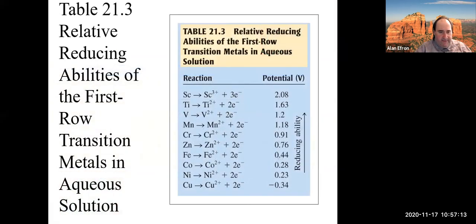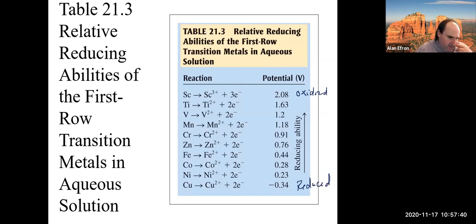That's a similar table. This is a table of relative reducing abilities. And again here, relative reducing ability increases as you go up. So if this is a good reducing ability, then this would be something that is going to be oxidized, while down here would be something that would be reduced in this case.